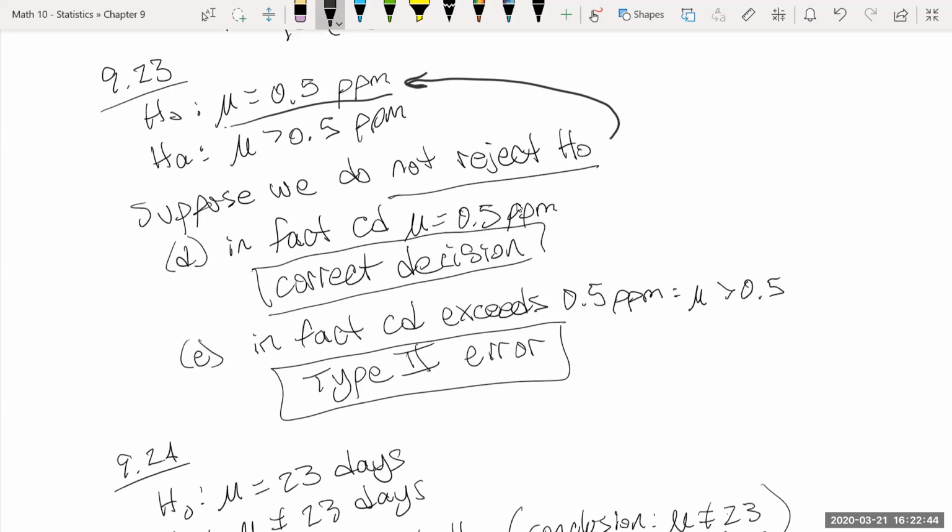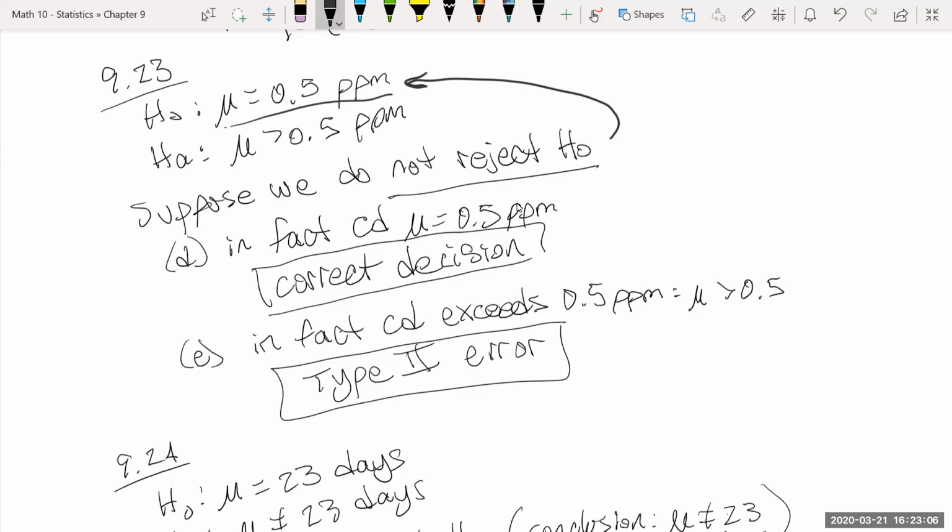We should have rejected it if the cadmium level did in fact exceed 0.5 parts per million. So in that type of case, we made an error. Notice we didn't reject the null hypothesis, so it's a type 2 error. A type 2 error is if we don't reject incorrectly. A type 1 is if we reject the null hypothesis incorrectly.